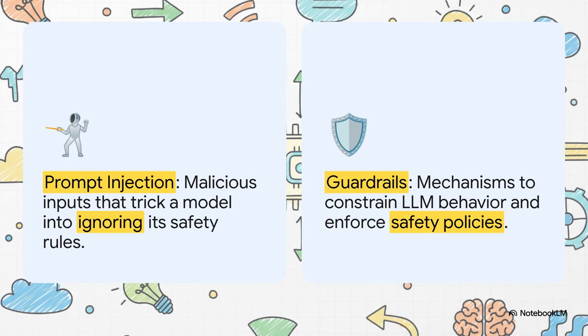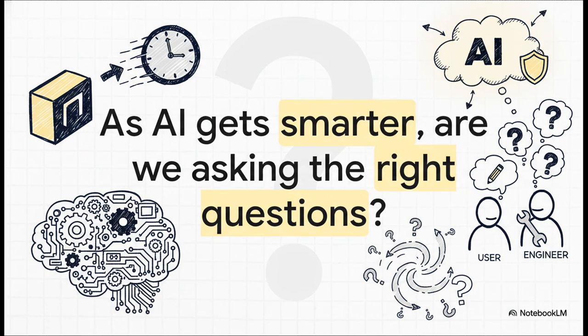On one side, you have the attackers, using things like prompt injection. These are sneaky, malicious inputs designed to trick the model into breaking its own rules. And on the other side, you have the defenders, building guardrails. These are safety filters and rules designed to block that bad behavior and keep the AI on the straight and narrow.